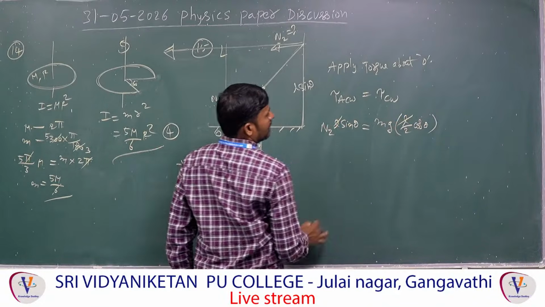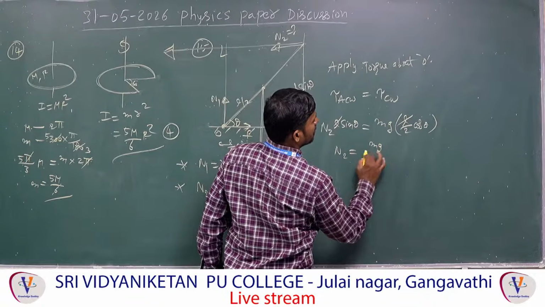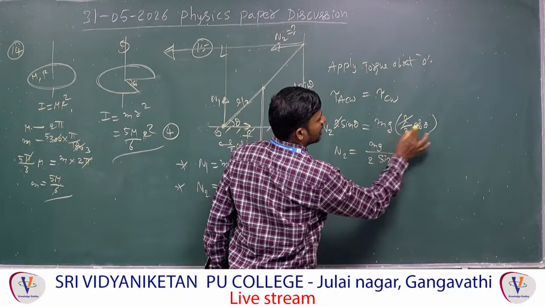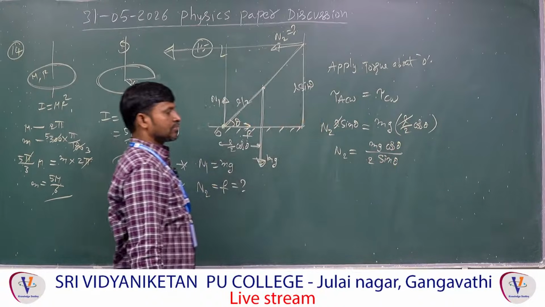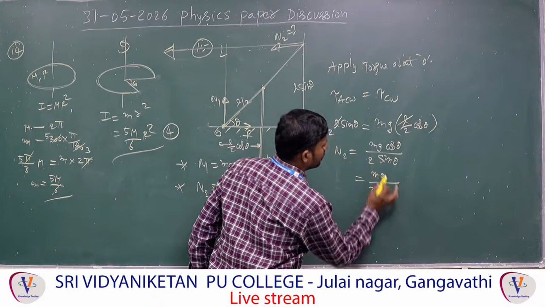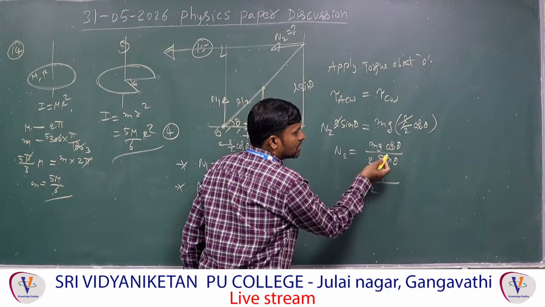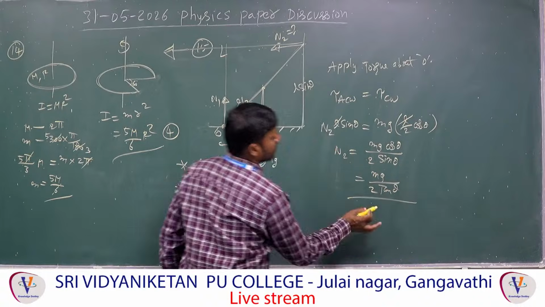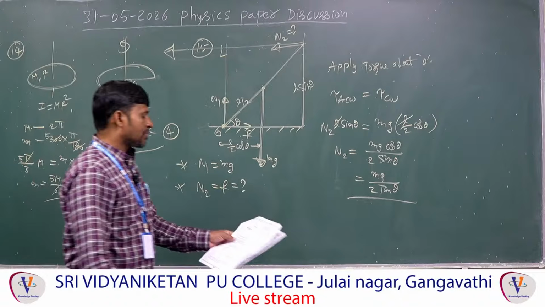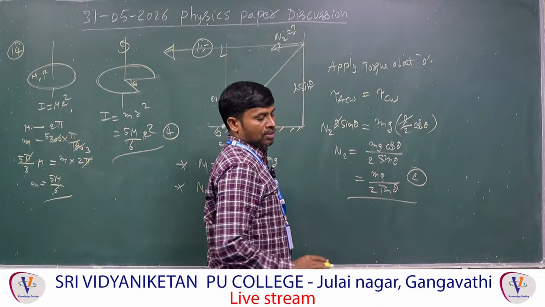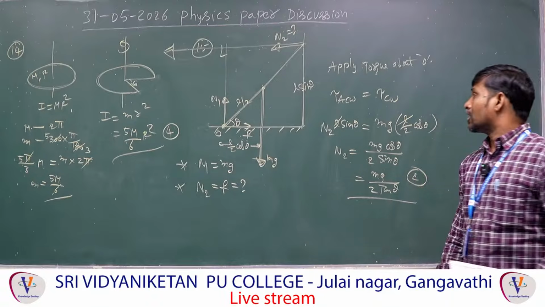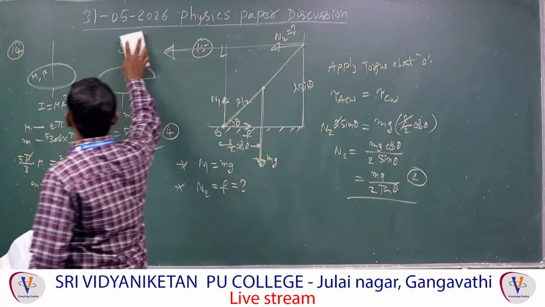Here L cancels. Therefore N2 is equal to mg by 2. Sin theta goes to the denominator, and cos theta is already there. So the value is mg by 2, with cos theta by sin theta in the denominator, like tan theta. Therefore N2 is mg by 2 tan theta, the second option. I already explained this moment of inertia and torque concept in previous classes.